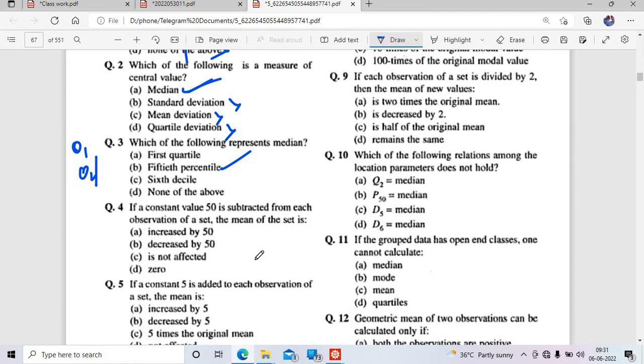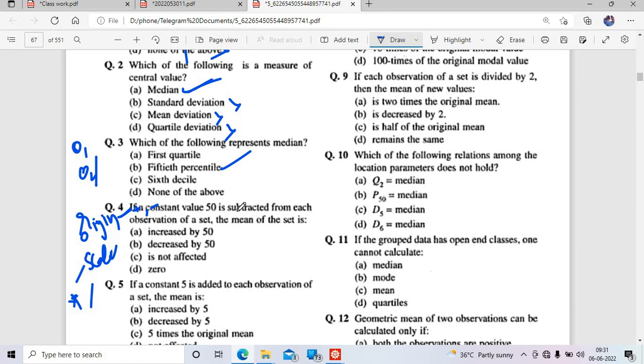subtracted from each observation of a set, then the mean of the set is. For this, you need to know the change of effect of origin and scale. What is origin? Addition and subtraction. What is scale? Division and multiplication. So what they are saying is, if the constant value 50 is subtracted from each observation of the set, then the mean of the set is.